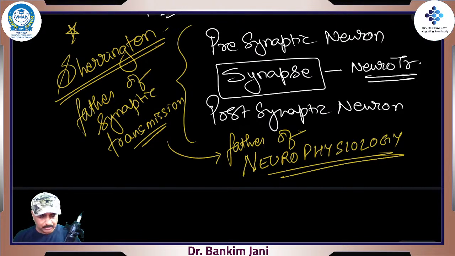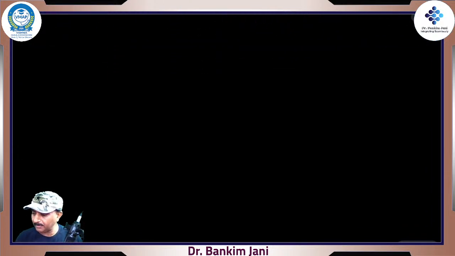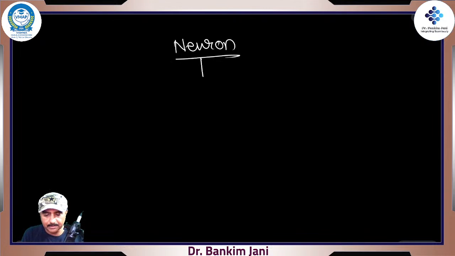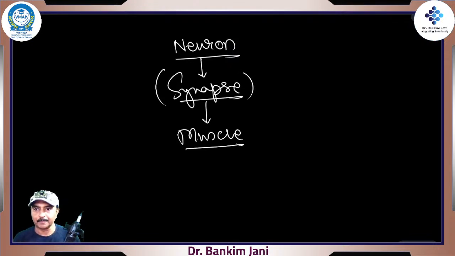Okay, so far it is synapse. But when we talk about a muscle, and we say that there is a nerve, here is a nerve, a neuron, and then there is a synapse, and this time there would be a muscle. So here is the muscle. So this synapse is a special synapse.